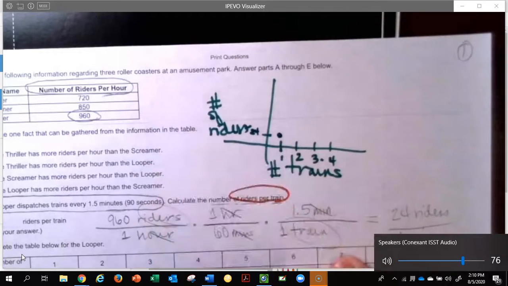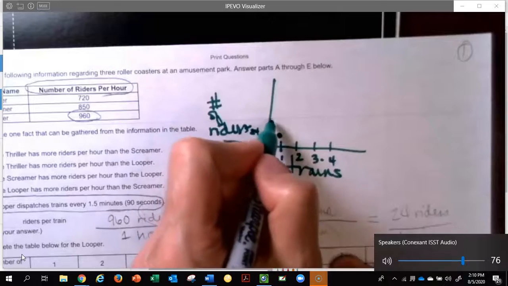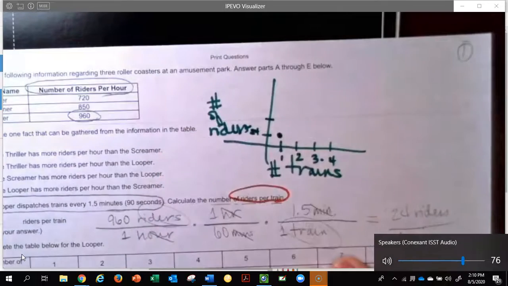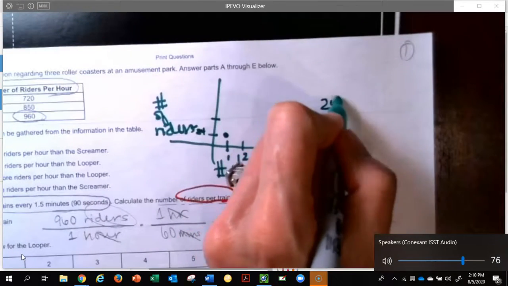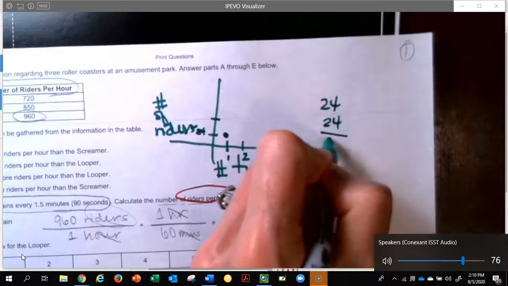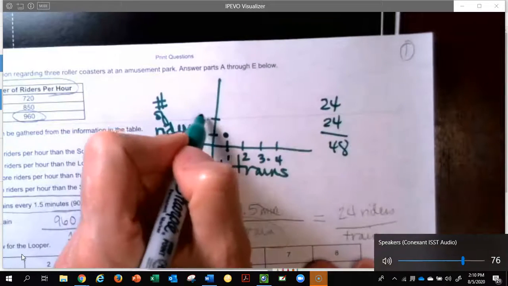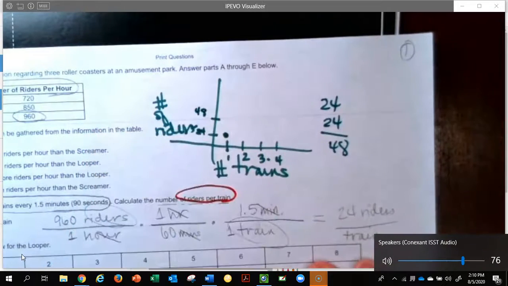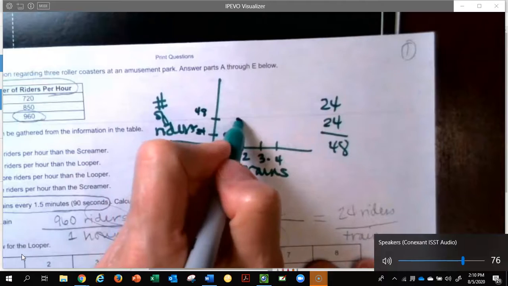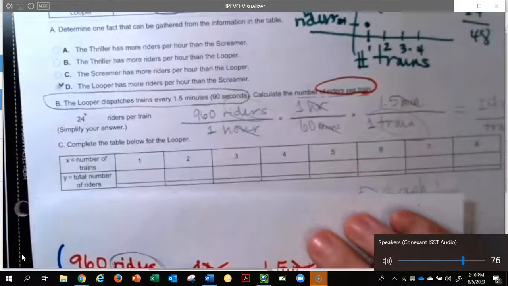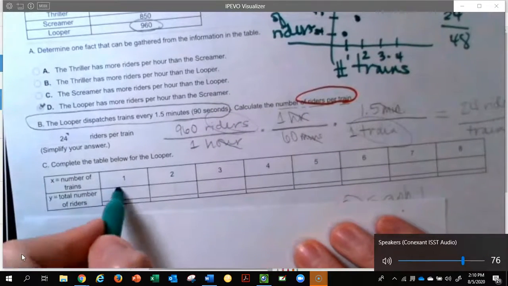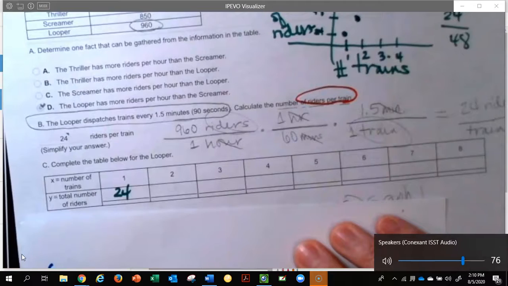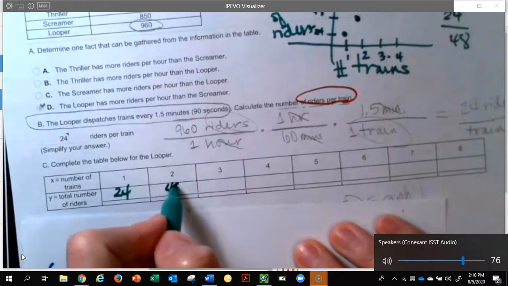So right here, 1 train, I got me 24. 2 trains, well, 2 trains would be 24 on the first train and 24 on the second train. So I'd just like to get my brain wrapped around what in the world is going on. And 2 trains would be 48. So look here. For 1 train, I've got 24 riders. For 2 trains, I've got 48 riders.